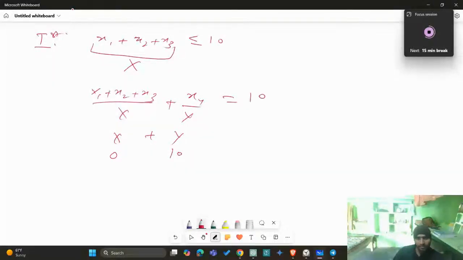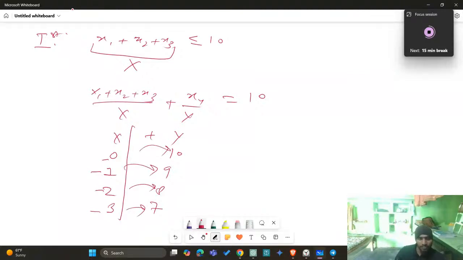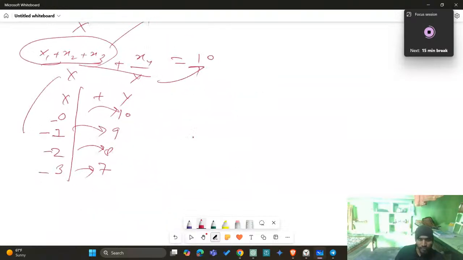When x is 1, y is 9. When x is 2, this is 8. When x is 3, this is 7. So x is less than or equal to 10, and when x is equal to 10, the y variable is 0. This y variable always makes the sum equal to 10. So this satisfies the condition and both conditions are satisfied. This is very useful.